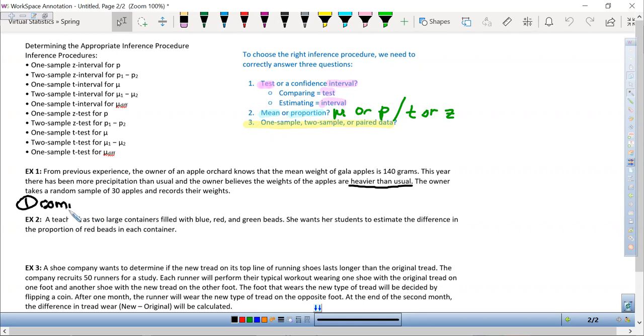So if I'm going to compare these values, that means I'm going to do a test. The next thing that we're looking at is, are we talking about a mean or are we talking about a proportion? And so here we've got the mean weight of these. So that means that because we have a mean, we're going to have a t-test, okay? And then from the previous problem, we already know that this is one sample because he takes a sample.